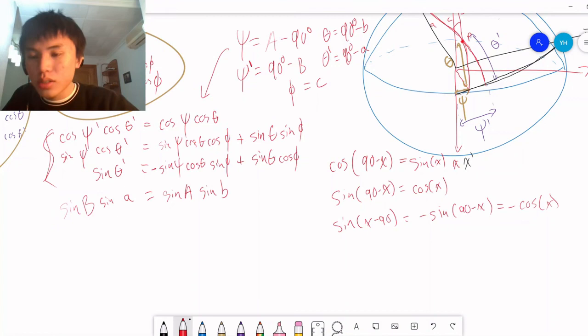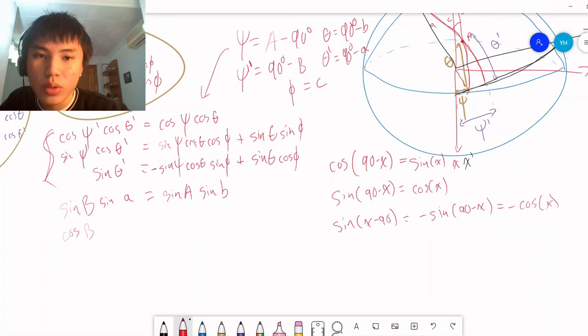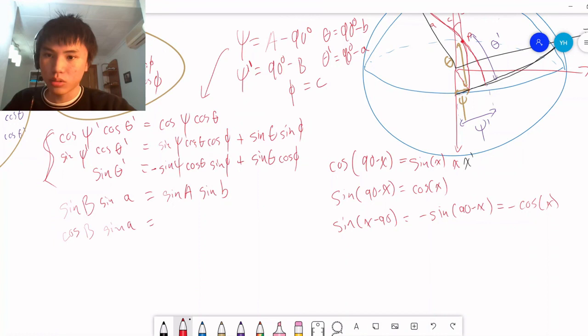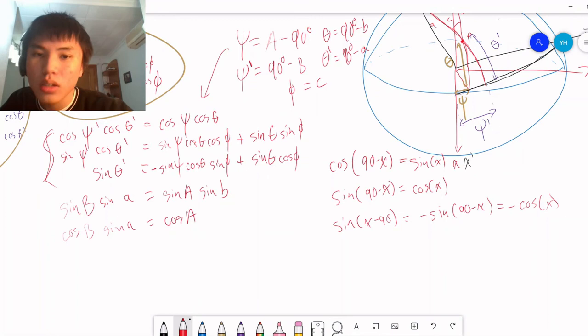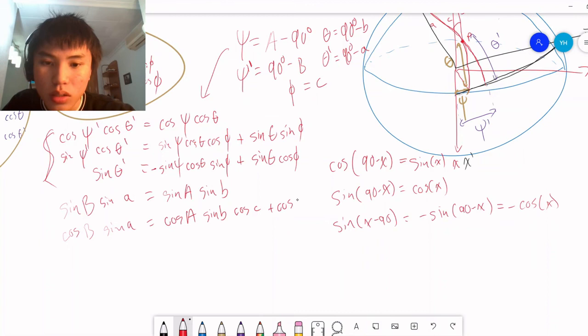Second equation, sine of psi prime. What is sine of psi prime? Sine of psi prime is sine of 90 minus b. That is cosine of b. Cosine of theta prime, that is sine of a. This is equal to sine psi, which is cosine of a. Cosine of theta is sine of b. And then cosine of phi is cosine of small c. Then sine of theta is going to be cosine small b, and sine of phi is going to be sine c.